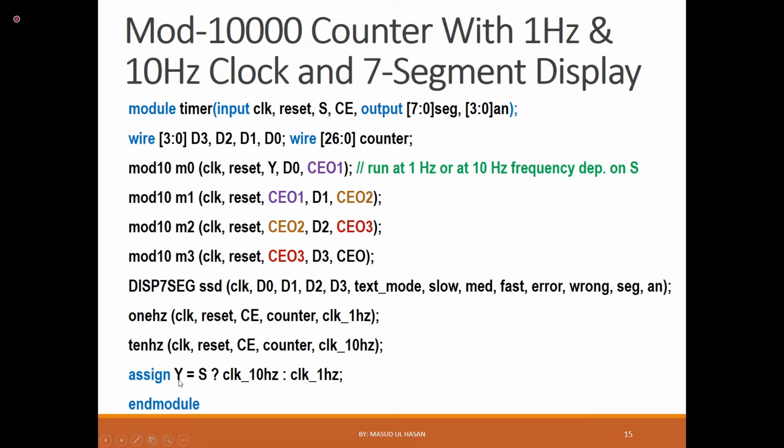There are two parts, part A and part B, and there are three simulations. Do simulation for mod 10, mod 6 and mod 60 counter. Three simulations. In the simulations, you have to show me the same thing as I show you here.